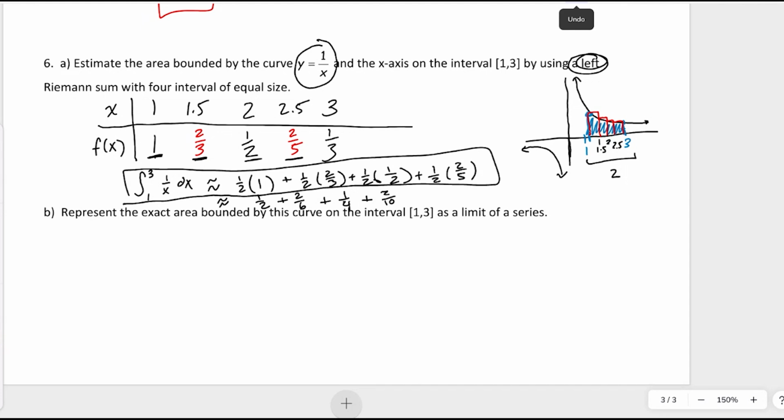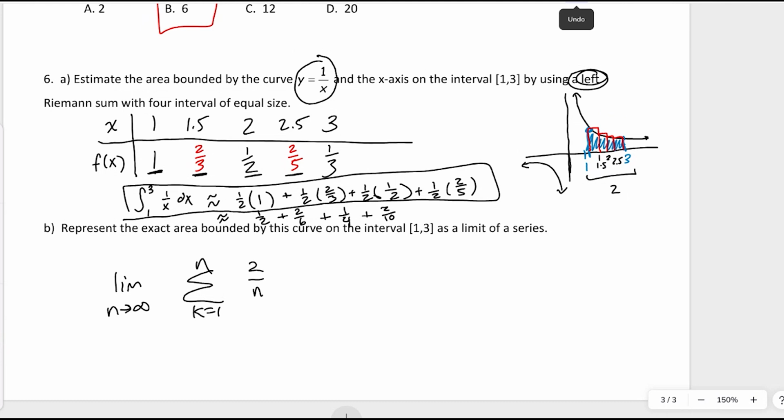Part B says represent the exact area bounded by this curve as a limit of a series. So we want the limit as n approaches infinity of the sum from 1 to n. All these infinite series representations of integrals are going to start off the same way. Now, the total base, if all the bases added together, is 2. The difference between the bounds is 2. So we're going to divide that by however many rectangles we want, infinity if you could plug it in. So that's the base of each rectangle.